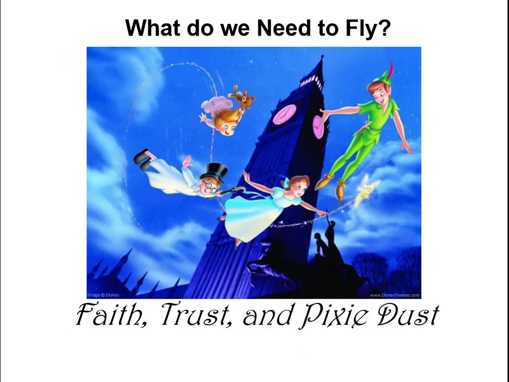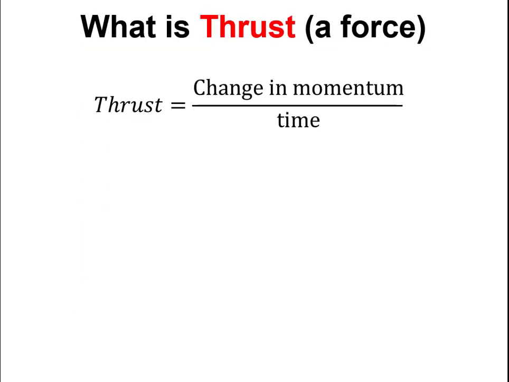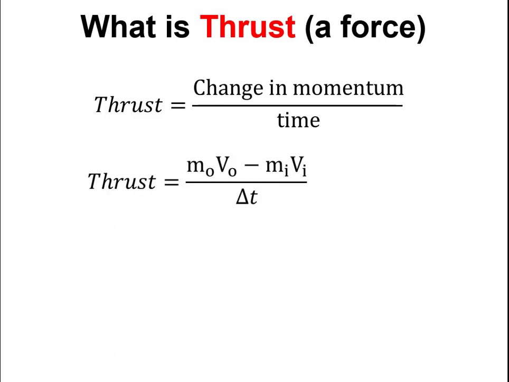So when I ask, what do we need to fly? It's more like we need faith, thrust, and pixie dust. And today, we'll learn how to solve turbojet engine problems. So when we characterize the turbojet engine, it's a little bit different than all of the other heat engines that we've looked at, because here what we're trying to generate, the energy benefit, is thrust. Now thrust is a force, and it's given by the change in momentum over time.